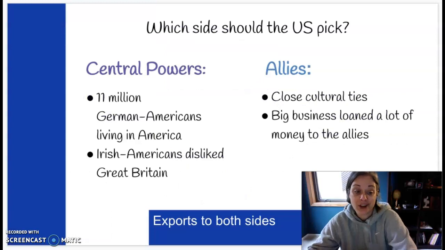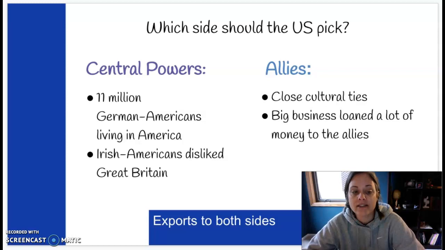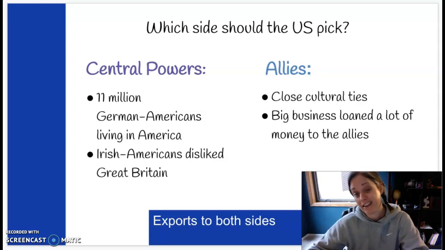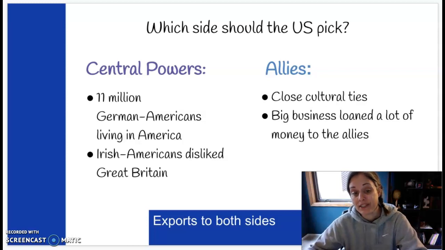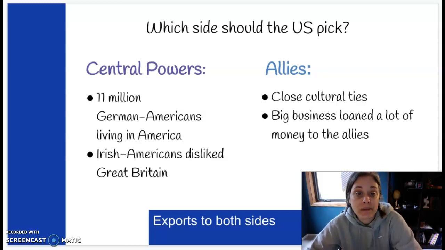Another thing is it was hard for Americans to choose which side they supported. Many German Americans lived in America and Minnesota, and there was also a lot of Irish Americans living here who were not fond of the British. Yet, Americans also had close ties to the Allies and had economic ties to the Allies as well. We did have exports to both the Central Powers and the Allies. So it was hard for the people within America to choose which side they supported.